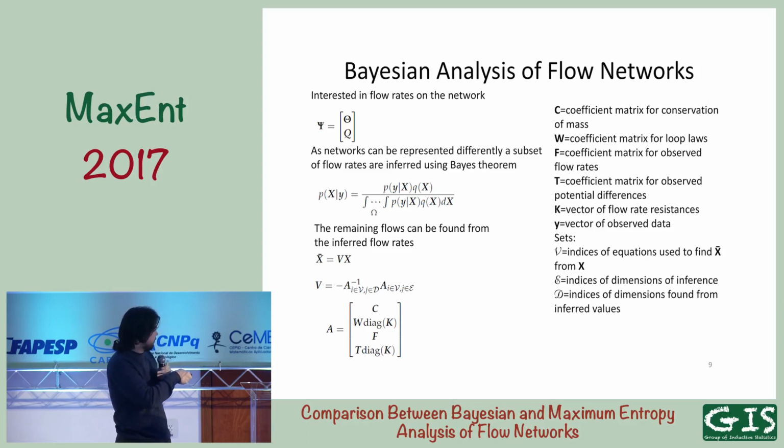And this bit of maths here allows me to work out from my probability distribution what the flows are within the network from those which I'm inferring. And I've got these matrices which you'll see working throughout: I've got conservation of mass, I've got loop laws, I've got observed flows, and I've got observed potential differences.